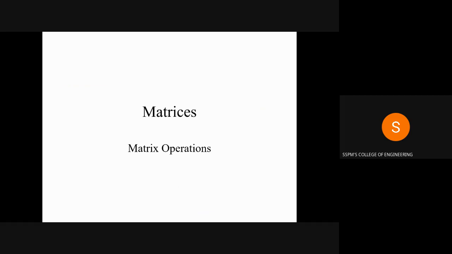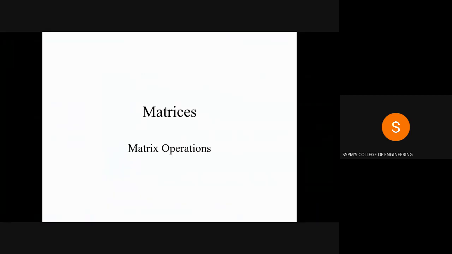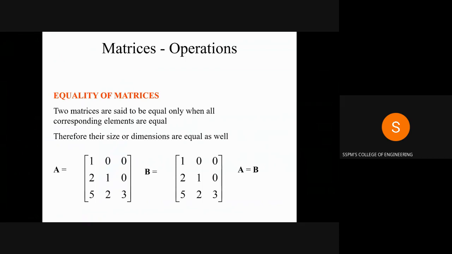Now we will see some operations on matrices. Some matrix operations. See, equality of matrices. When we say that matrices are equal, it's very easy. A and B are two matrices. If corresponding elements are equal, that is Aij is equal to Bij, then we can say that those matrices are equal. So here one, here also one. Here you can say two. Every corresponding element should be equal, then we can say that the matrices are equal.